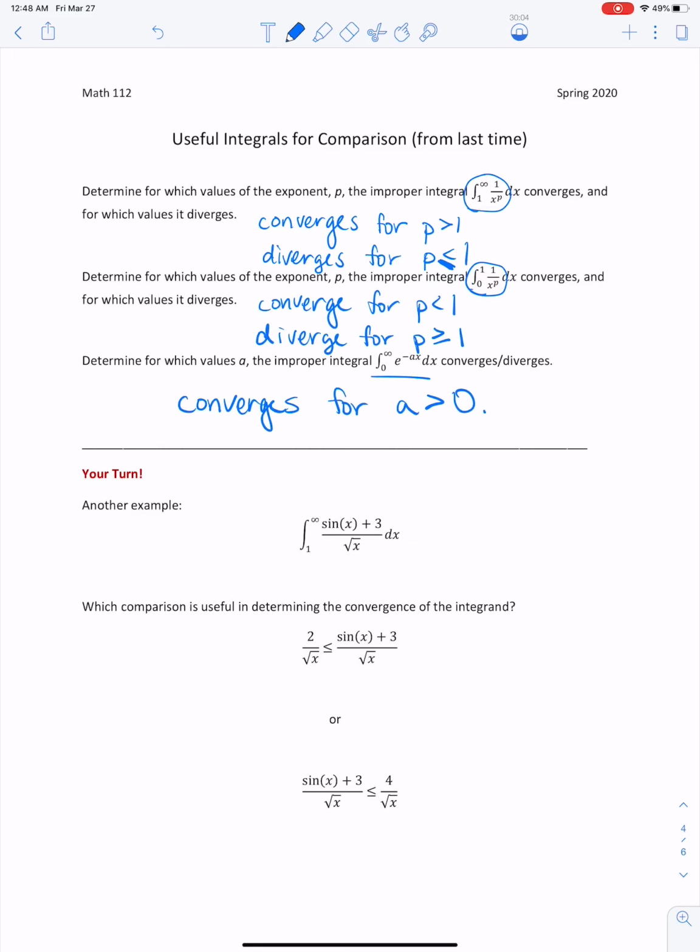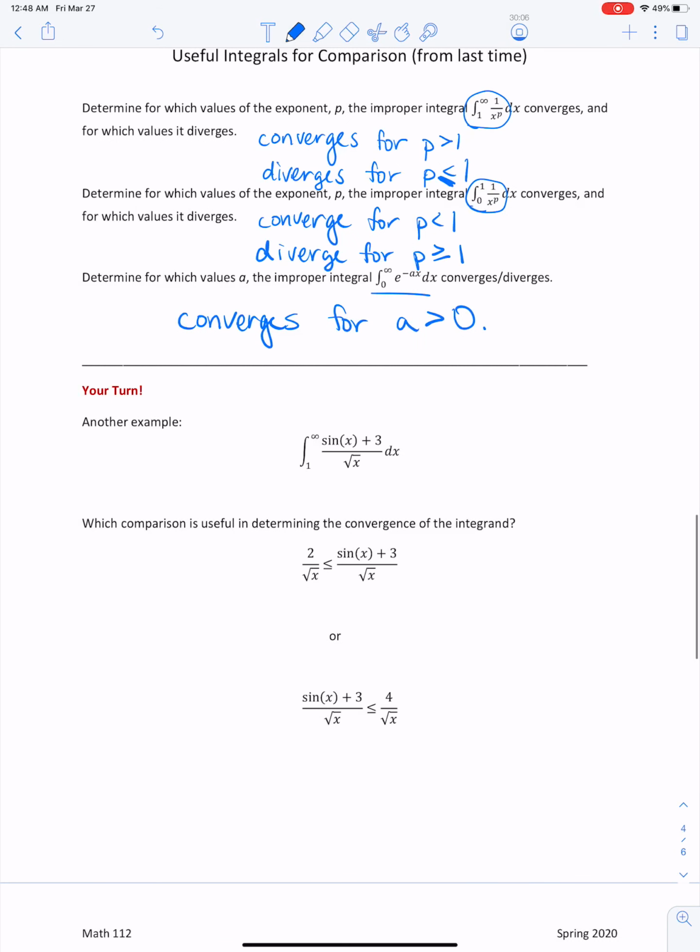Okay, so now it's time for your turn. So what I'd like for you to do is to consider the following example. Decide which comparison is useful in determining the convergence, and then apply the comparison test. Okay, and when we pick up, we will discuss your responses.